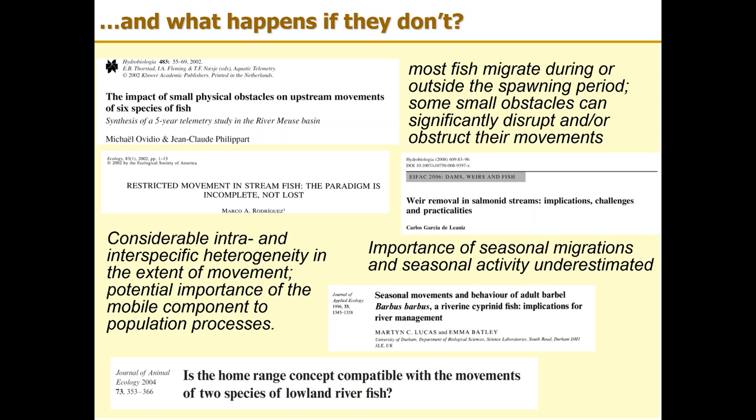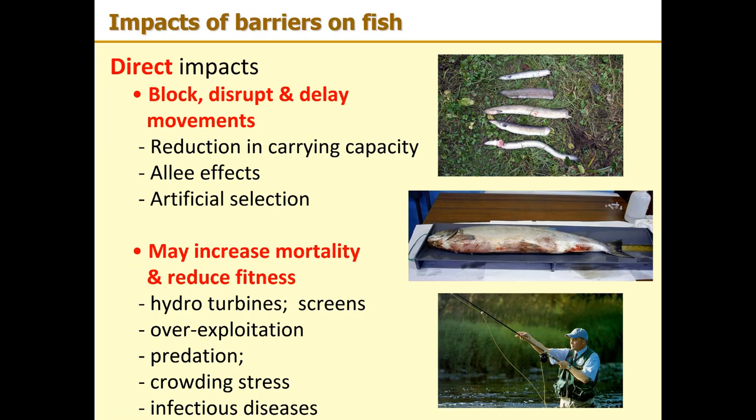More generally, I think we can classify the impacts of barriers or the loss of connectivity very broadly into two types. Direct impacts, which more often than not will be the result of blocking, disrupting, or delaying movements. That is going to reduce the carrying capacity of the system. In extreme cases, it may lead to so-called Allee effects, that is where the reproductive success of populations diminishes rapidly at very low population abundance. It can also generate, as we are discovering in recent years, substantial artificial selection.